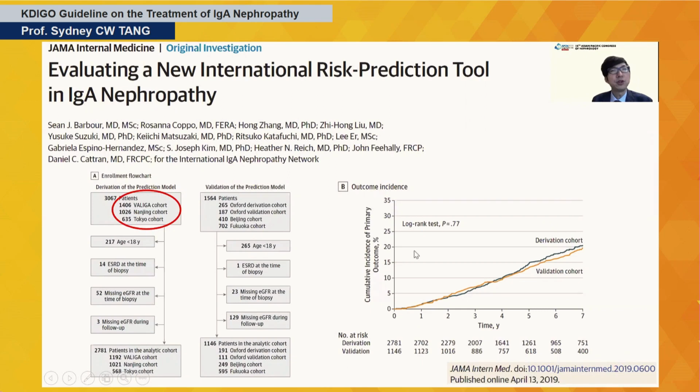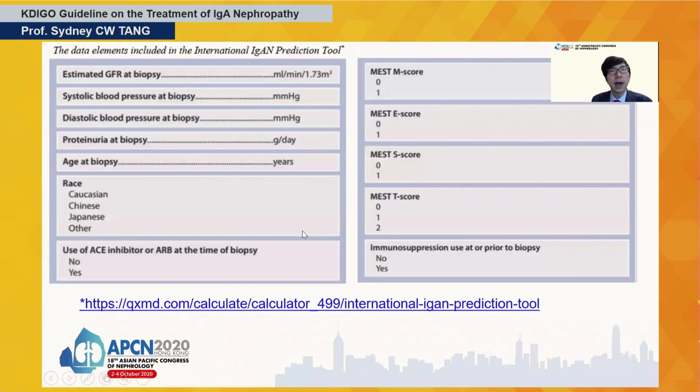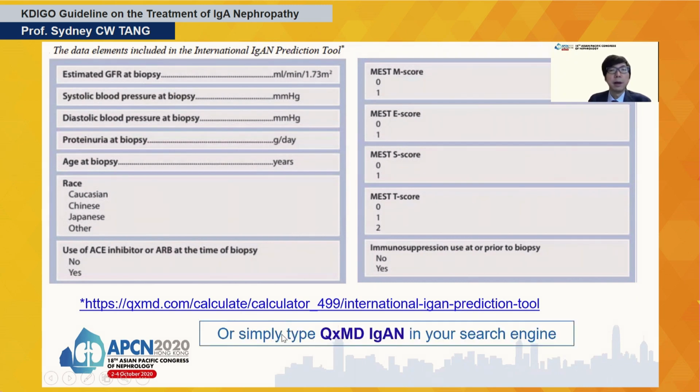And this is a very powerful tool because here you can see that the prediction model and also the derivation and the validation cohort agree to a large extent, showing that they have a high predictive power for progression of kidney disease. This is the actual tool on the web, and you can access it using this link here. And if you cannot remember this link, don't worry. You can just type QXMD IgAN in any search engine, and this tool would pop up, and you need to enter all these parameters to arrive at a certain prediction probability.